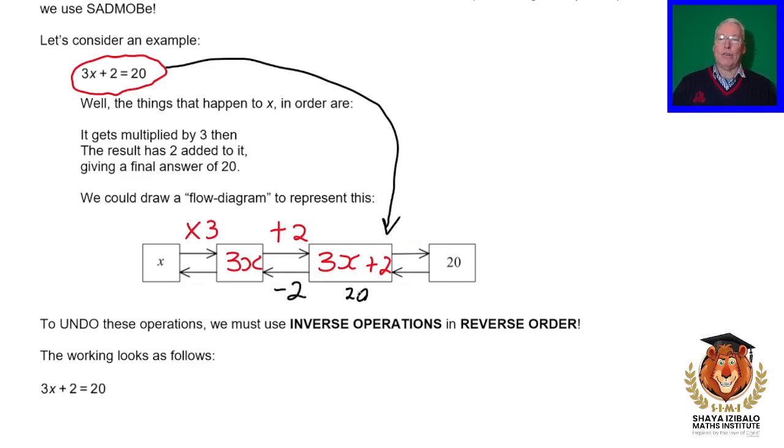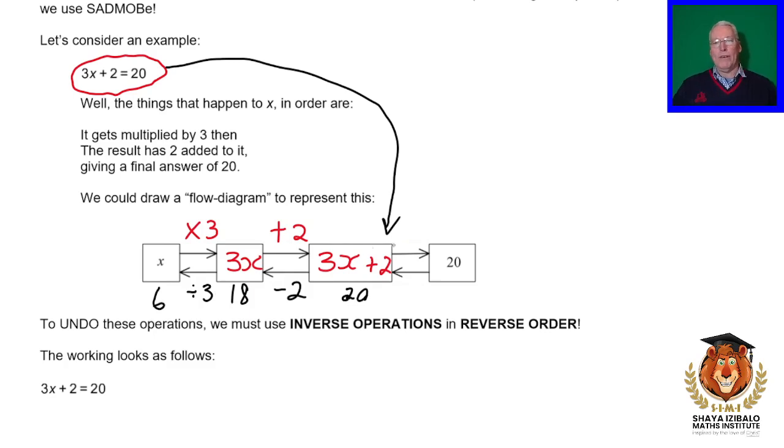Now, if we minus 2 from 20, we get to 18. So 3x is actually the same as 18. And that's what we did earlier in our head. How do we undo timesing by 3? That's right, we divide by 3. What's 18 divided by 3? 6. And there's our answer.